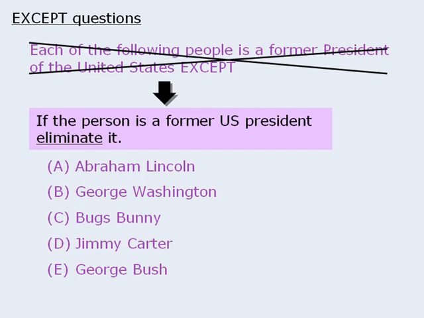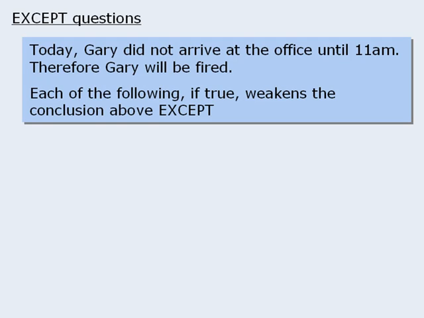Answer choice A, Abraham Lincoln is a former US president, eliminate it. Answer choice B, George Washington is a former US president, eliminate it. And so on. Once we've checked all of the answer choices, the one that we are unable to eliminate will be the correct answer. Okay, now let's return to the original question.